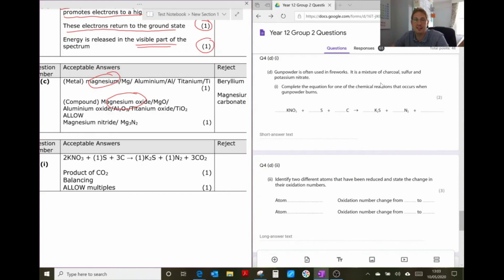Almost everyone got this. 2 KNO3 plus 1 sulfur plus 3 carbons, 1 potassium sulfide, 1 nitrogen and 3 CO2. 1 for CO2, 1 for correct balancing. It says allow multiples, I've just noticed, so one of you is owed a mark because you did 4, 2, 6, 2, 2, 6, but that was only one person.